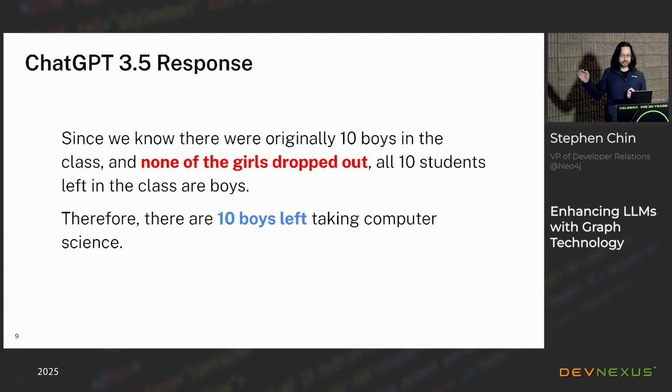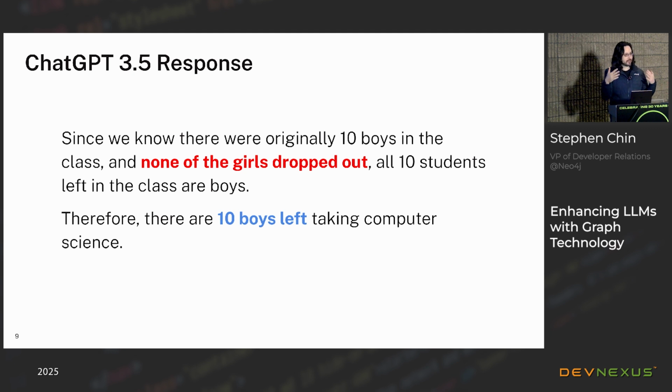Since we know that there were originally 10 boys in the class and none of the girls dropped out. Okay, this is definitive. ChatGPT has told us that it's impossible for a girl to drop out of computer science. Reverse the bias. All 10 students left in the class are boys, therefore there are 10 boys. Wait. Okay, so the math is right, but the bias is, I guess, corrected.